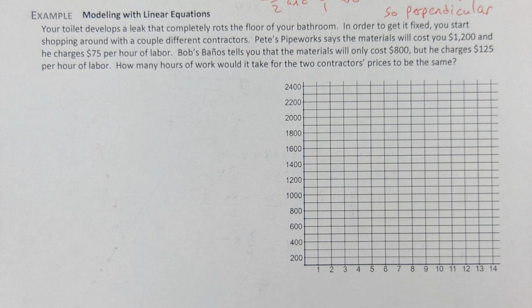The reason we want to know that is because we would want to ask them how long they think this job will take, so we can estimate how much it's going to cost and determine which one to go with. The answer would be whichever one is cheaper. So how are we going to do it? We are going to write two equations, one for Pete's, one for Bob's, and we're going to graph them.